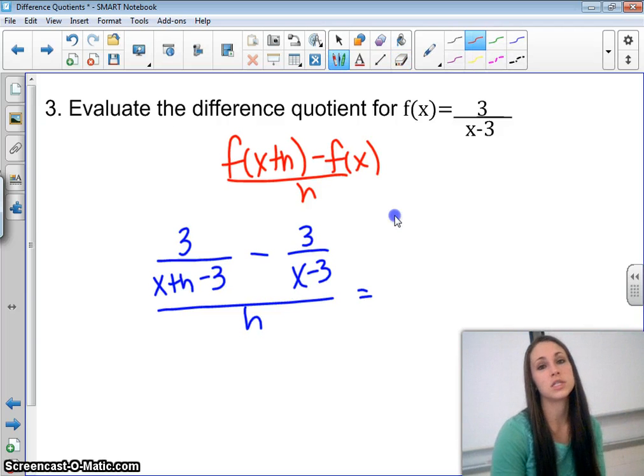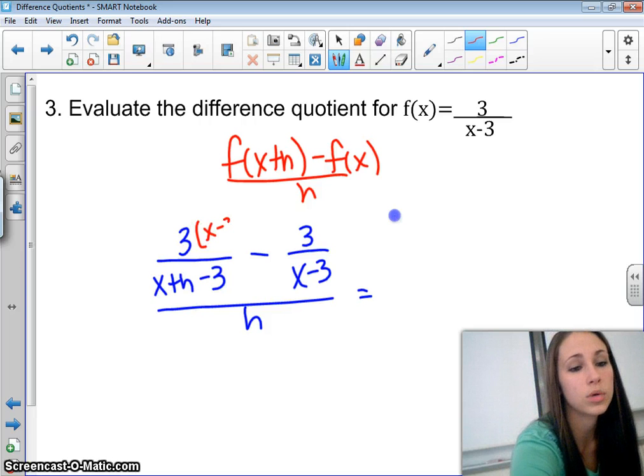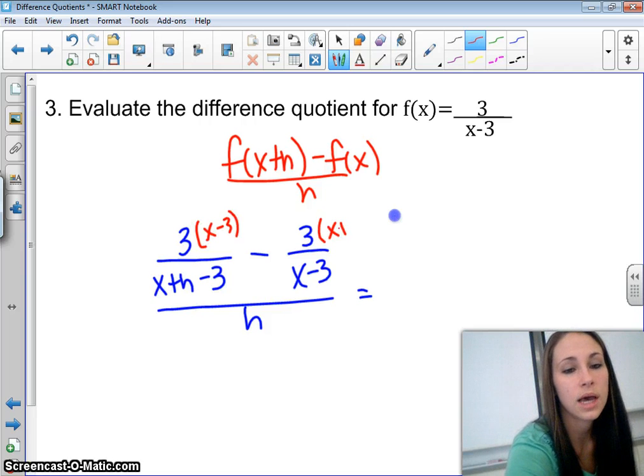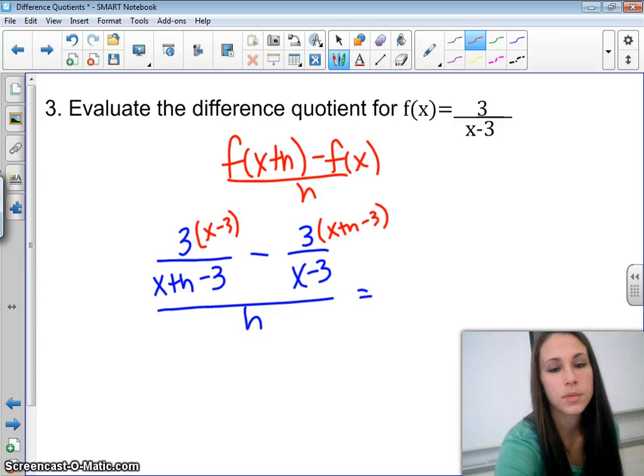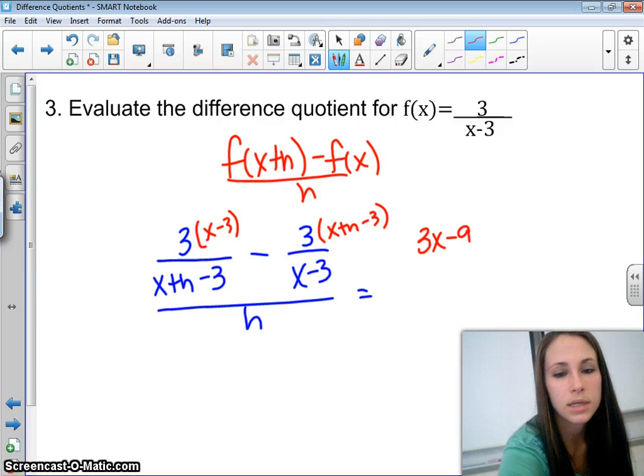You have to go through the process of getting a common denominator. So this side would need an x minus 3, and this side would need an x plus h minus 3. So then across the top, this is going to end up being 3x minus 9.